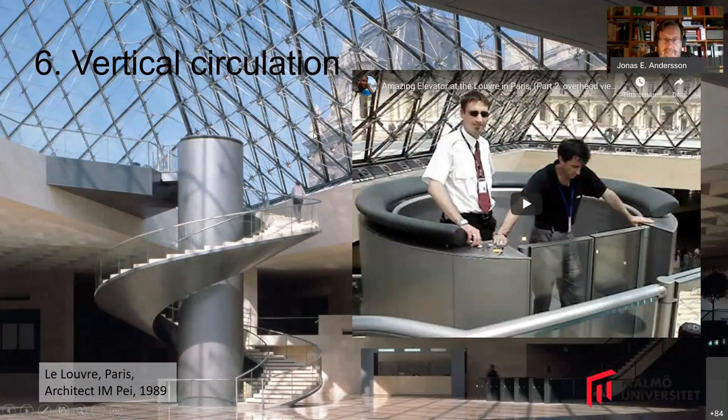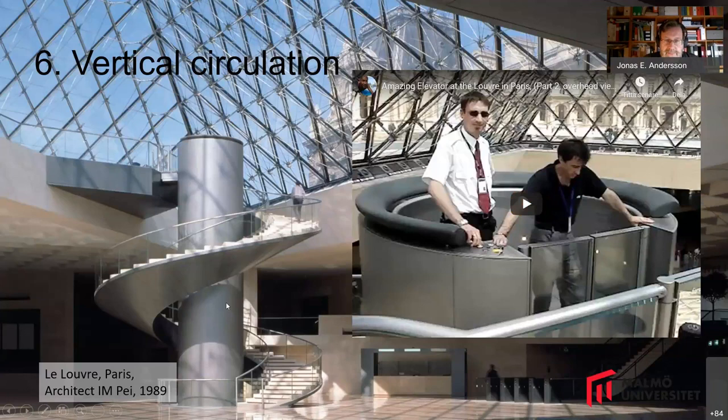Because, of course, accessibility is also very much related to vertical circulation. And then you have to consider that elevators were introduced in architecture by the end of the 19th century. So it's quite a recent phenomenon. And the first elevators were quite small. But over the years, they have developed into quite large installations.